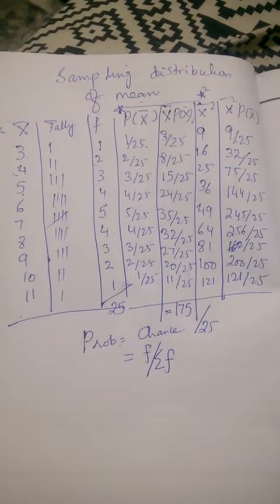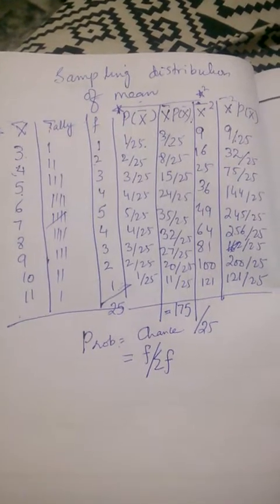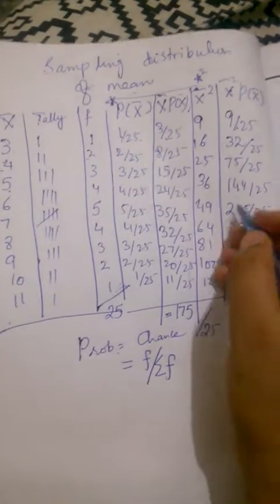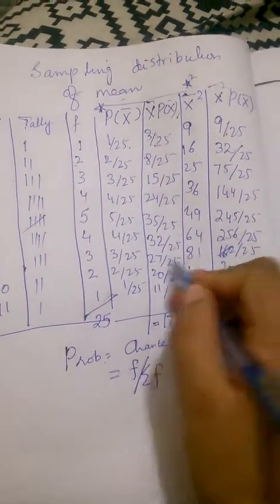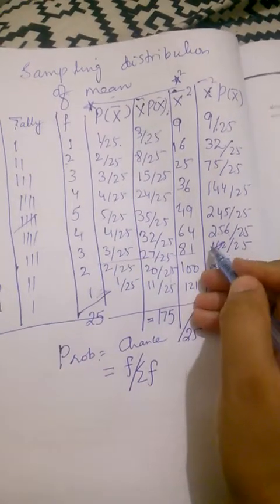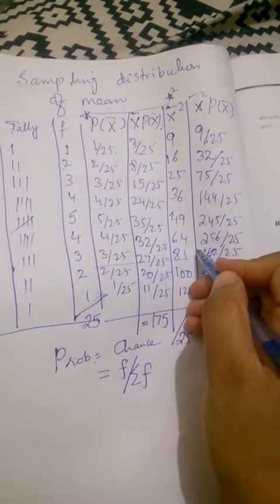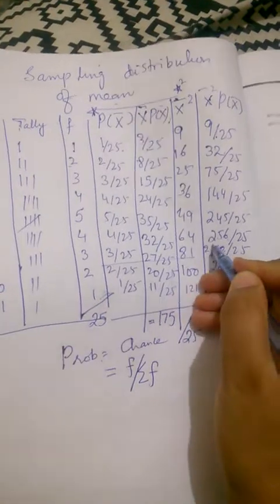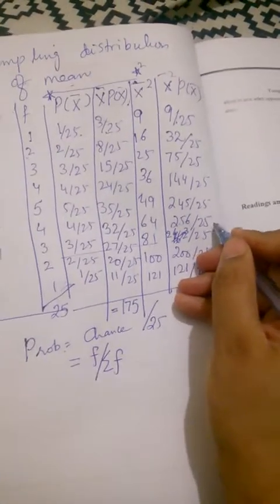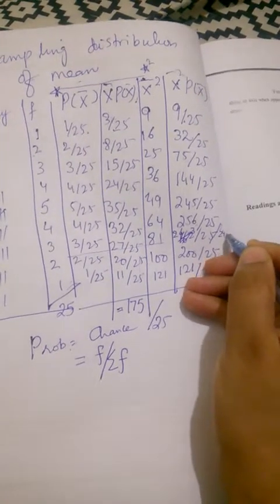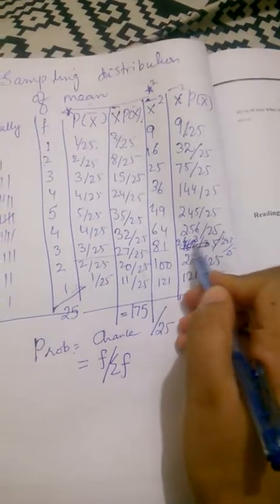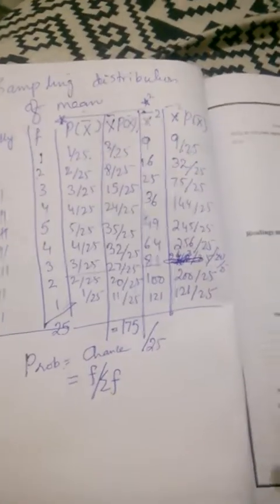81 multiplied... 243. Sorry, I had to multiply with the corresponding. This is 3. So I'm correcting it over here, 243. Your answer was 243 by 25. This was mistakenly written. Okay, now I'm adding again.